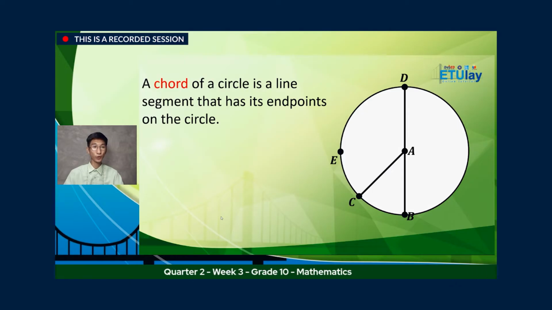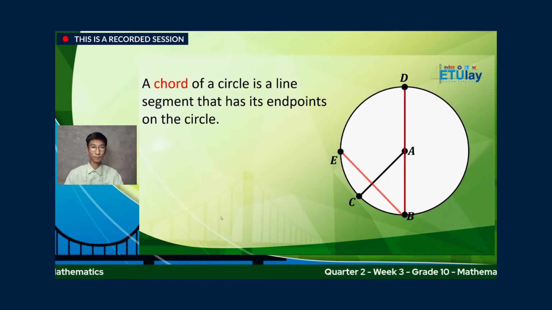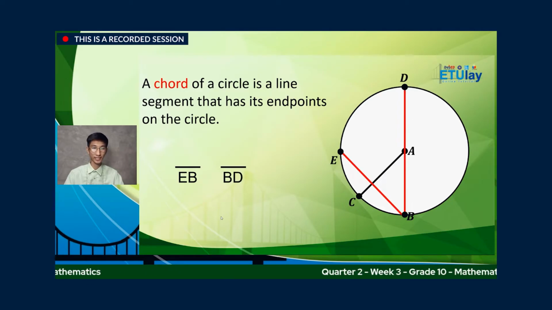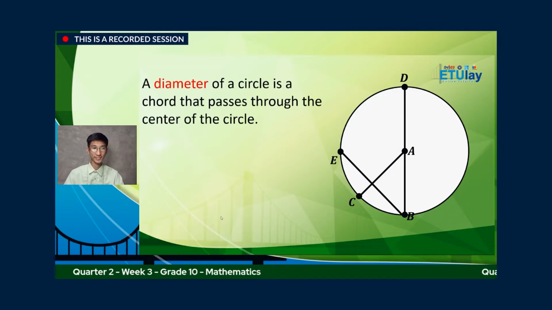Then, a chord of a circle is a line segment that has its endpoints on the circle. So yung mga endpoints naman ng chord lies on the circle. And we have here, line segment EB, tingnan yung endpoints niya, nandun sa circle, on the circle. And line segment BD, that is an example of a chord. Next is a diameter. A diameter of a circle is a chord that passes through the center of the circle.